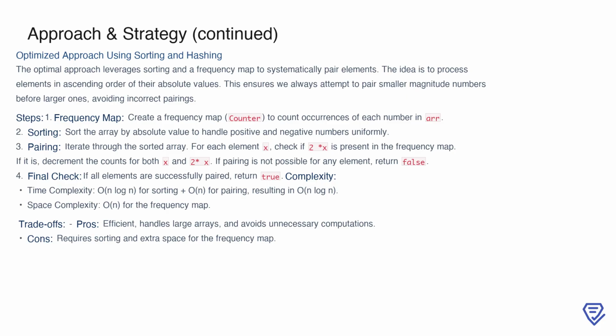This approach achieves a time complexity of O(n log n), primarily due to the sorting step, and a space complexity of O(n) for the frequency map. The trade-offs here are clear. Although sorting adds a logarithmic factor to the complexity, it ensures correctness, and the use of additional space for hashing significantly speeds up the pairing process.